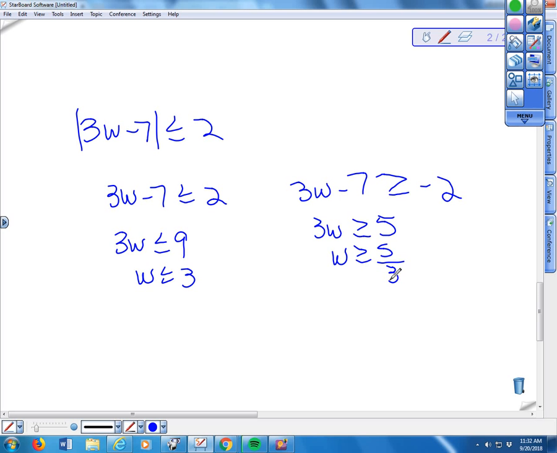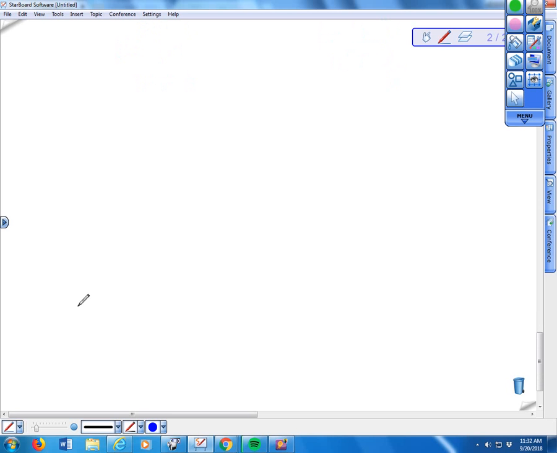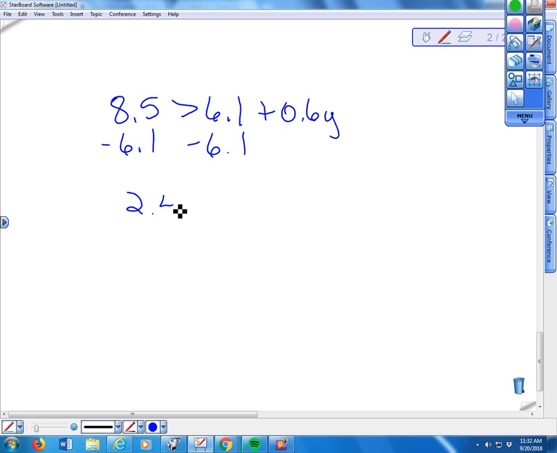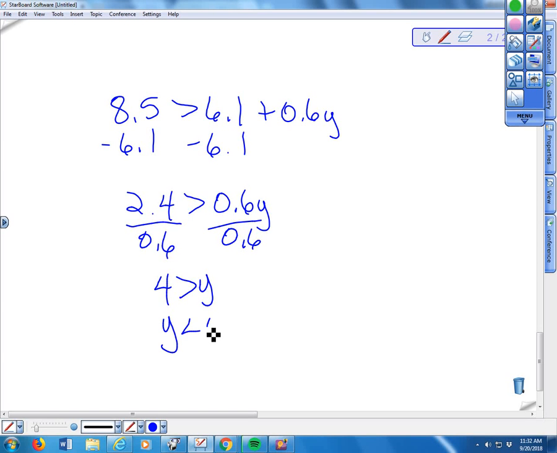18. Identify the graph of the solution set of 8.5 greater than 6.1 plus 0.6y. So I'm going to subtract 6.1 to get 2.4 is greater than 0.6y. Divide by 0.6. And I get 4 is greater than y, which is the same as y is less than 4. Y is less than 4 is letter D.